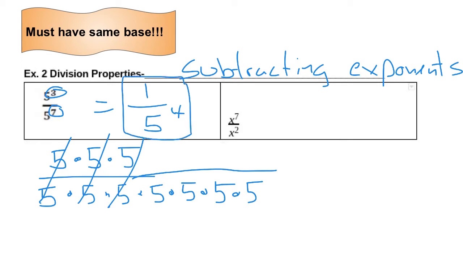If we're going to look at the second part of example 2, again, making sure we have the same base, we don't necessarily want to take the time to write out all of our x's. But if we look at our 7 minus 2, now the 7, the larger number, is in the numerator here. So 7 minus 2 is simply going to be x to the 5th.